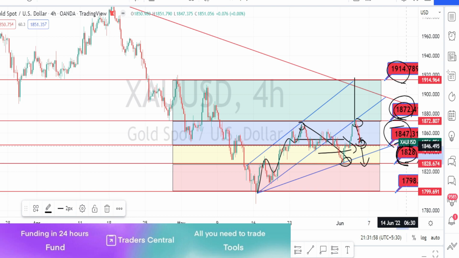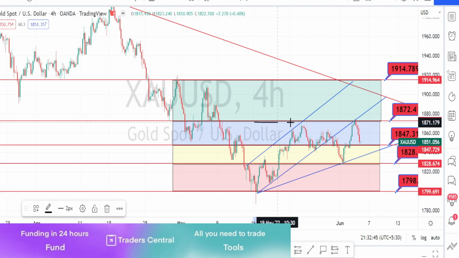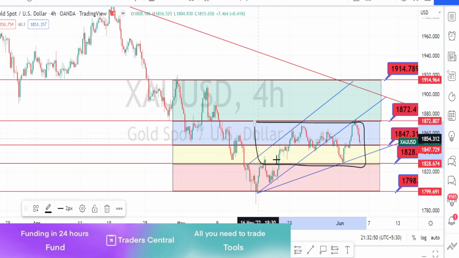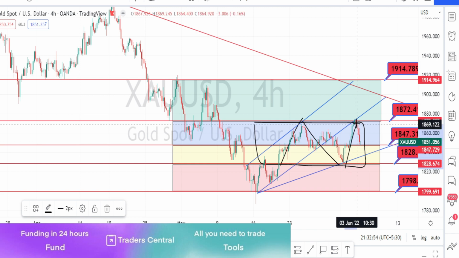And if it breaks this 1828 level, we can expect it to take support at the next level of support, which is going to be around 1798. So the current price action in 4 hours time frame is only in a range bound market. Previously it went on a bullish trend, then retraced, again it went on a bullish trend, and currently we are noticing it to trend on the bearish side.